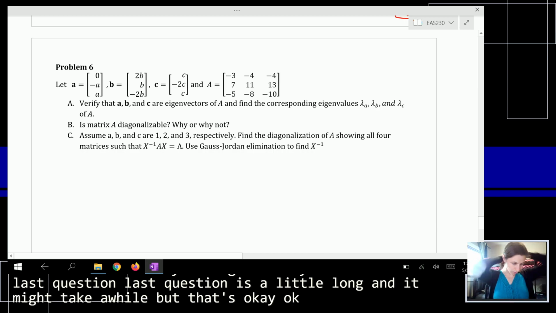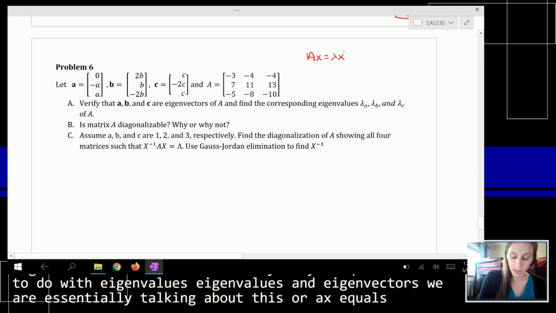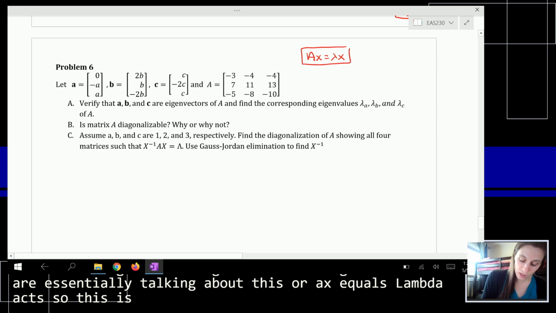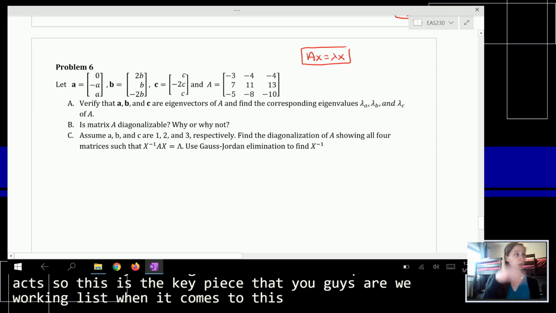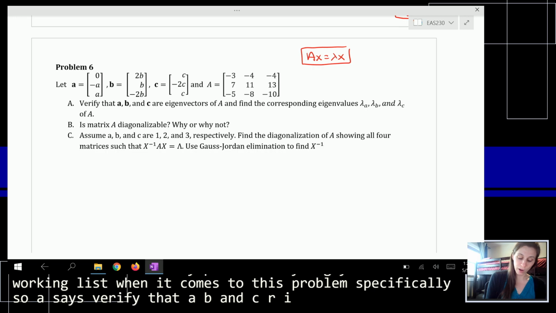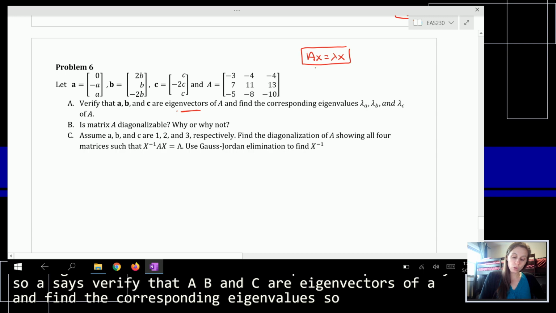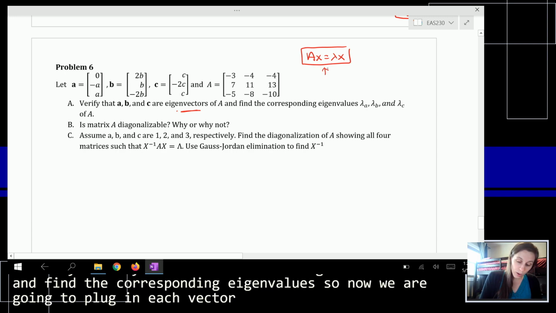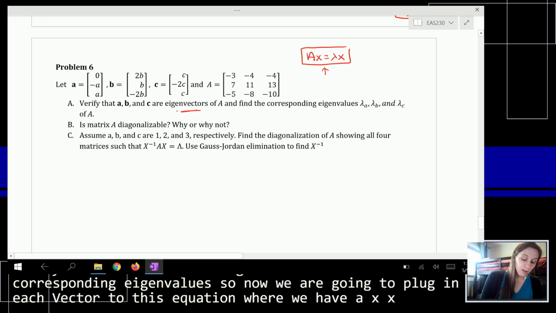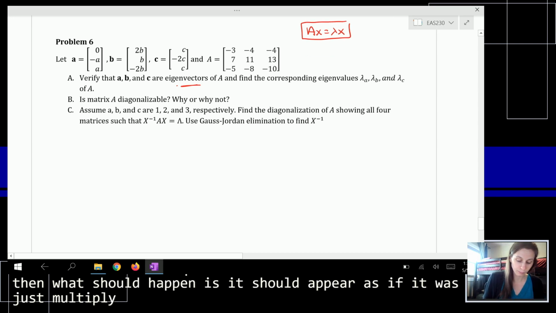Okay, so question 6 has to do with eigenvalues and eigenvectors. We are essentially talking about this, where Ax equals lambda x. So this is the key piece that you guys are going to be working with when it comes to this problem specifically. So part A says verify that a, b, and c are eigenvectors of A and find the corresponding eigenvalues. So we are going to plug in each vector to this equation where we have A times x, and then what should happen is it should appear as if it was just multiplied by a scalar.